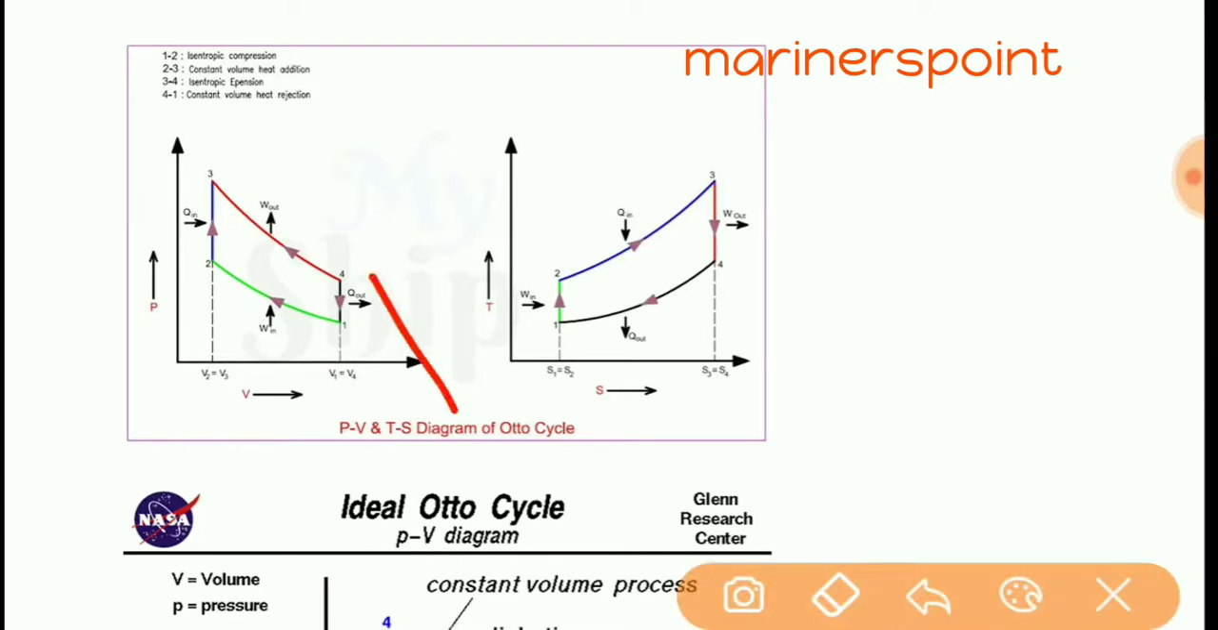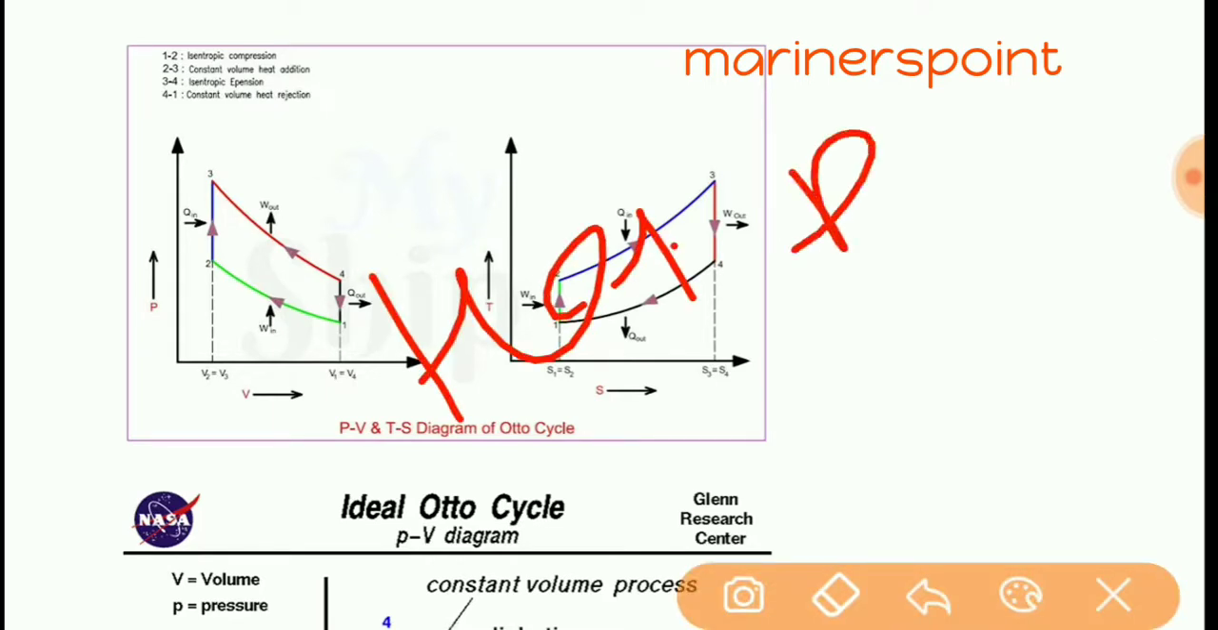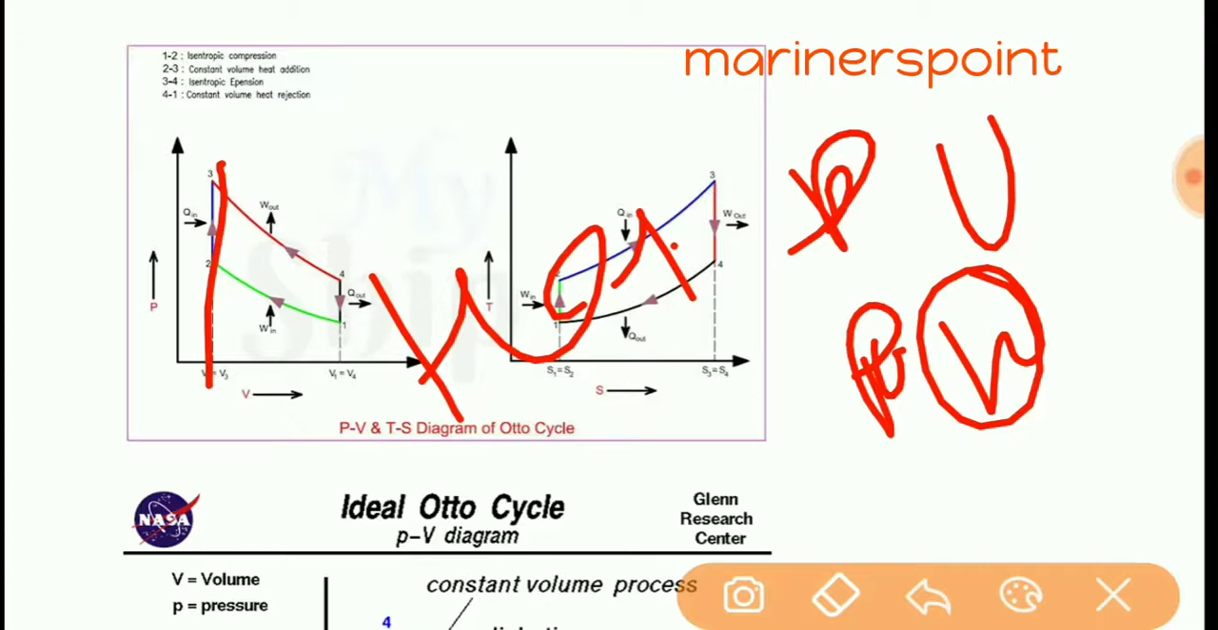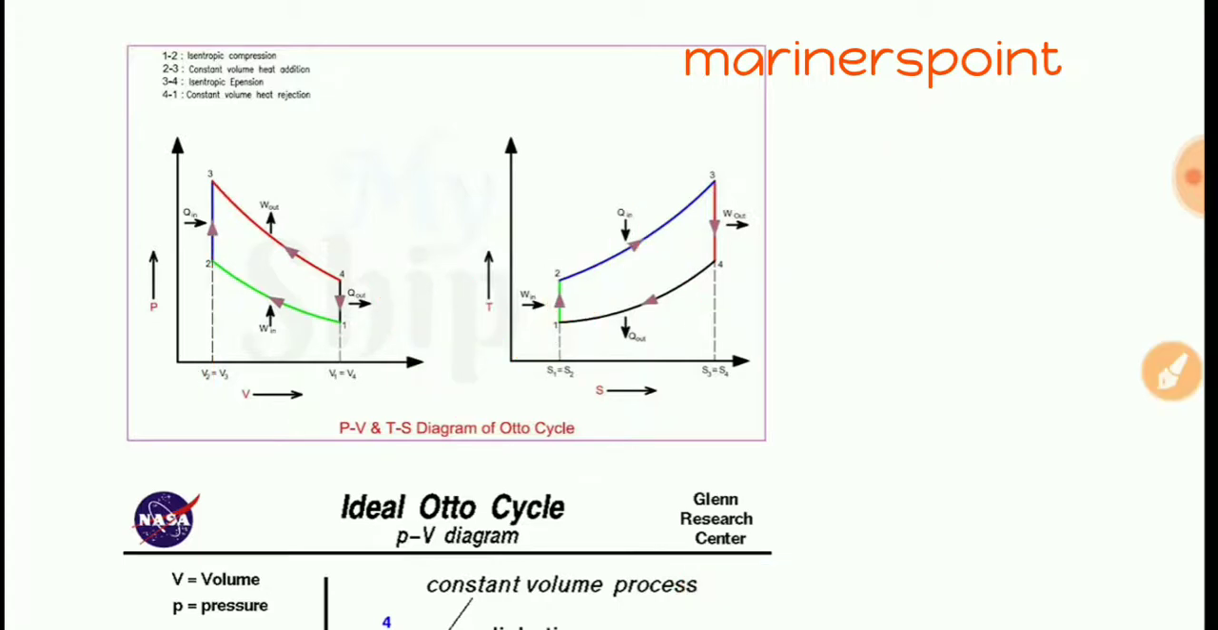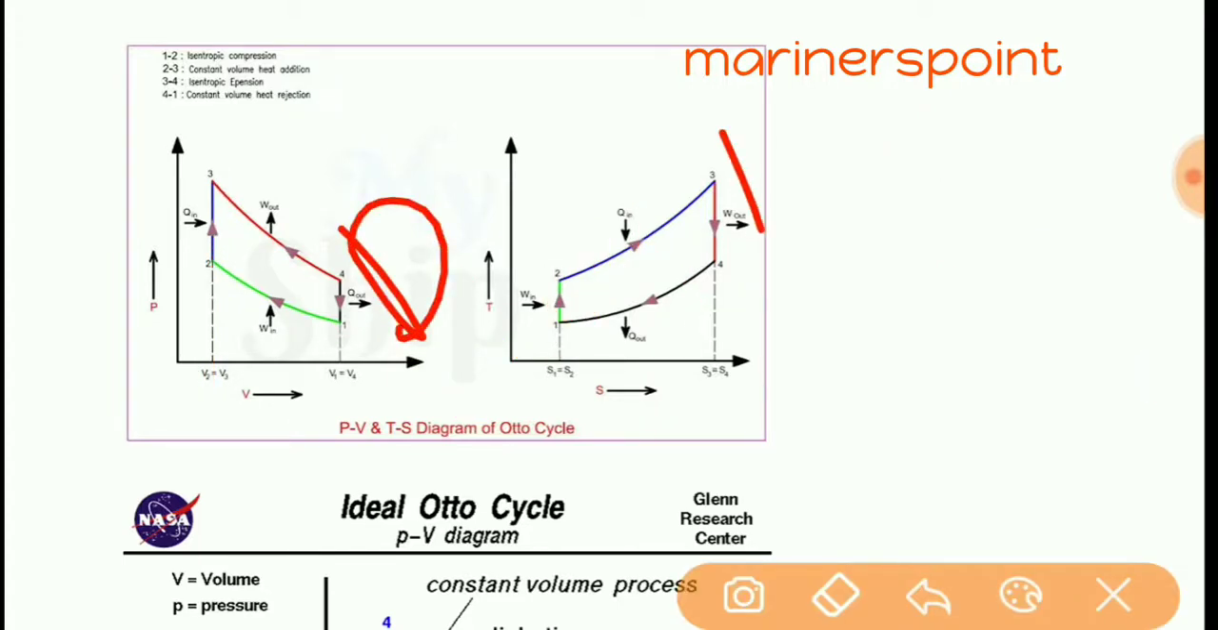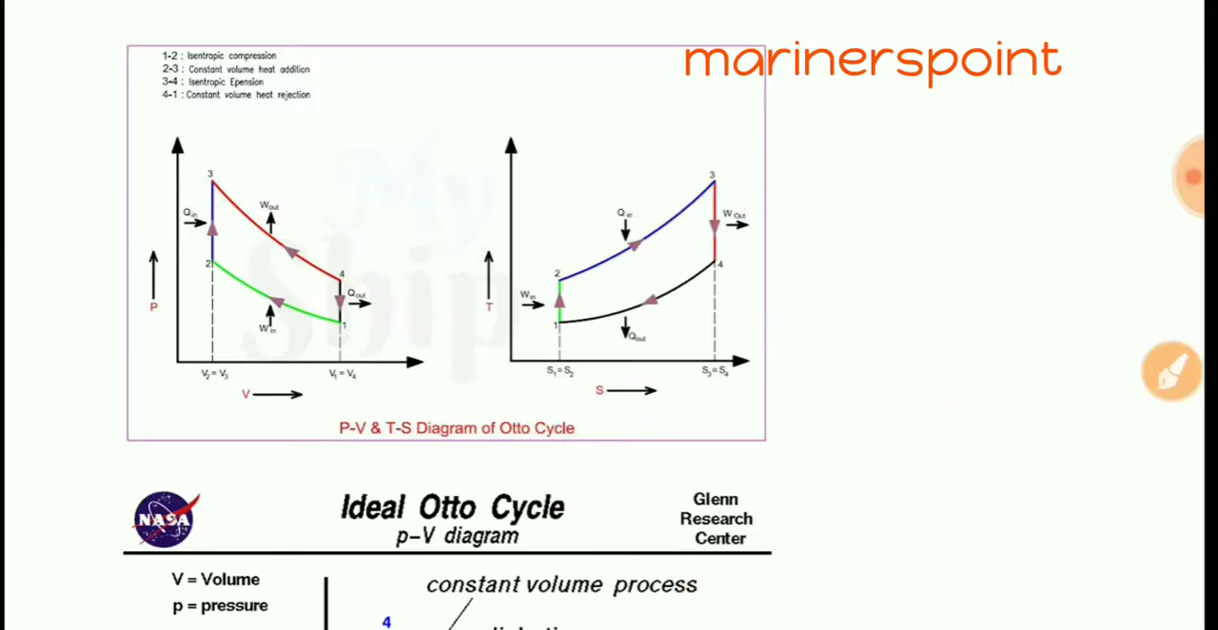In this what will happen, heat is added at constant pressure and heat is rejected at constant volume. In the diesel cycle heat is added at constant pressure, but here heat is added at constant pressure and heat is rejected also at constant volume. Sorry, I have said it wrong. In the diesel cycle heat is added at constant pressure, heat is rejected at constant volume. In the Otto cycle heat is added at constant volume, heat is rejected at constant volume. Now see the figure.